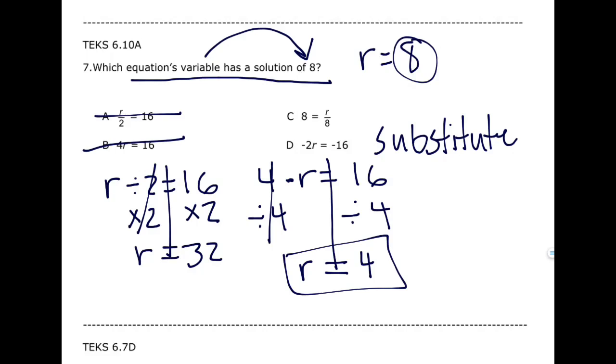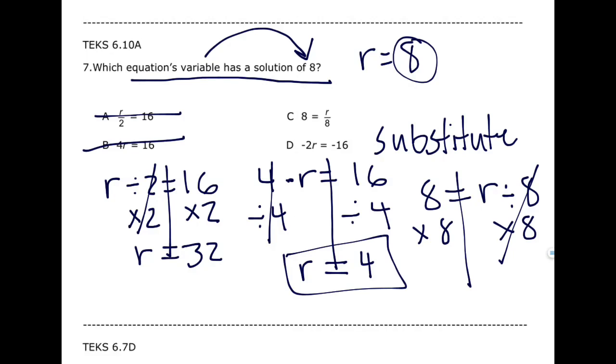C, I have 8 equals r over 8. Let me erase this. I'm going to do r divided by 8, which is the same thing as r over 8. The opposite of dividing by 8 is multiplying by 8. This cancels out. r equals 8 times 8, which is 64, so r is equal to 64. That's not my solution of 8, so I'm really down at this point to one problem.